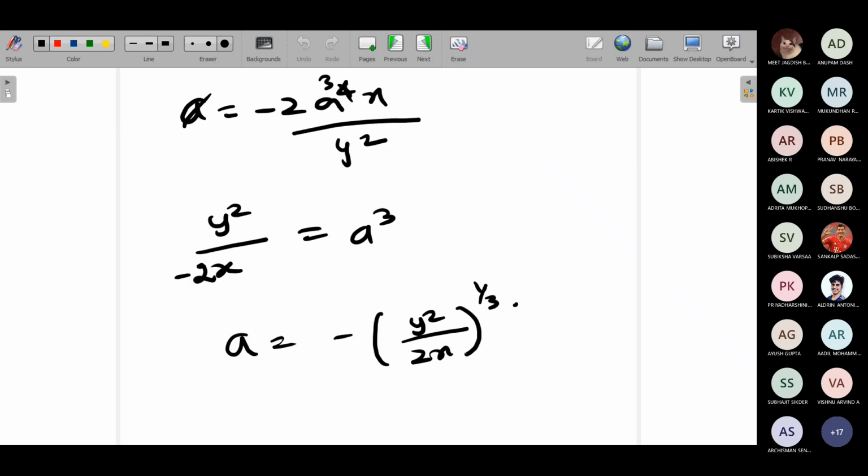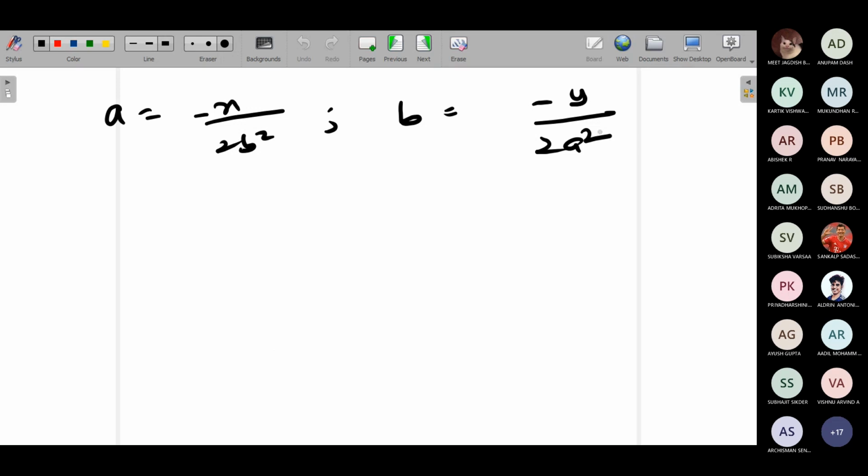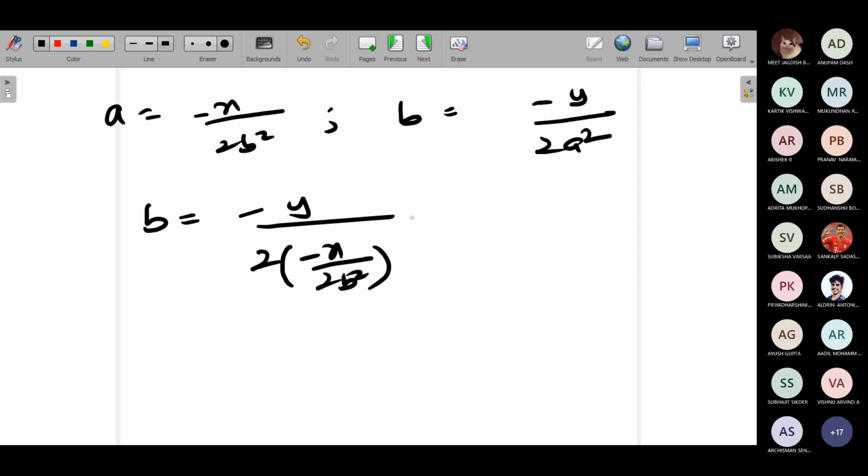What is my aim? My aim is to find the value of b. So I'll get b is equals to minus y by 2 into minus x by 2b square. So 2 and 2 will be getting cancelled. So I'll get b cube is equals to plus y by x. That's all. So simple it is coming.